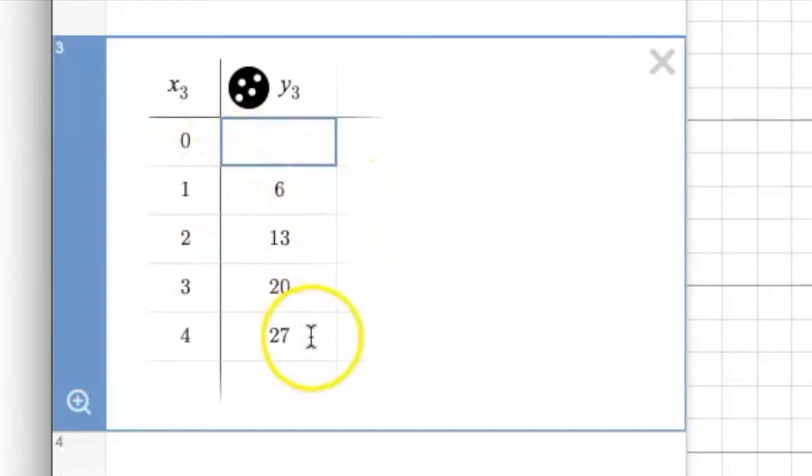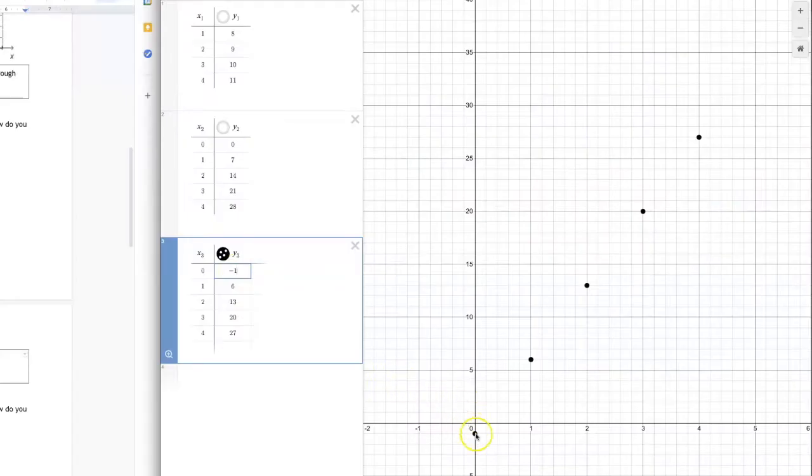So 27 minus 7 is 20. Minus 7 would be 13. Minus 7 is 6. So you can see that we've got this trend here of them being 7 apart. But if we work backwards from 6 minus 7, we're going to get -1. So that is not going through 0.